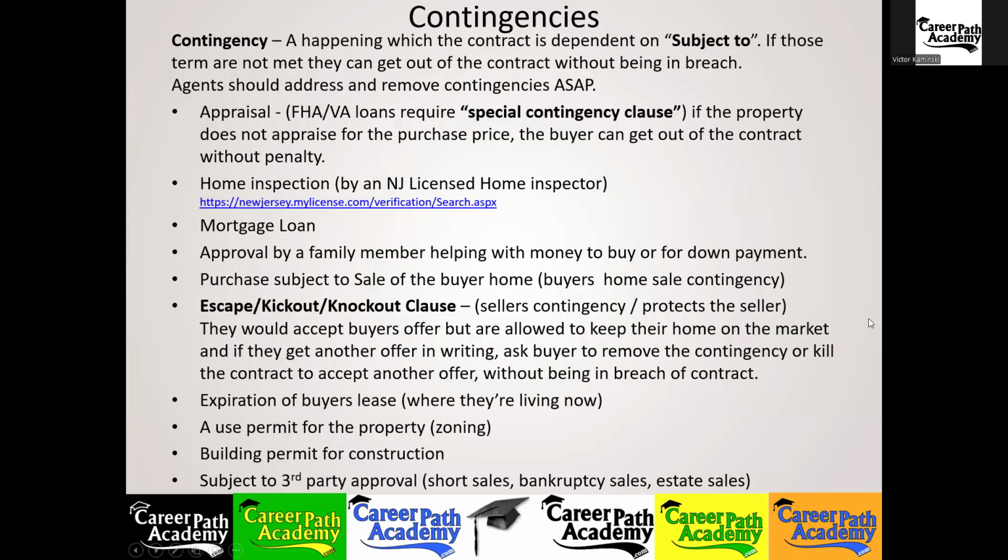All right, so once again, contingencies are events on which a contract is dependent. So they often start with the term "subject to." And if those terms are not met, they could get out of the contract without being in breach of contract. So agents should address and remove any contingencies that they may have added to contracts as soon as possible.